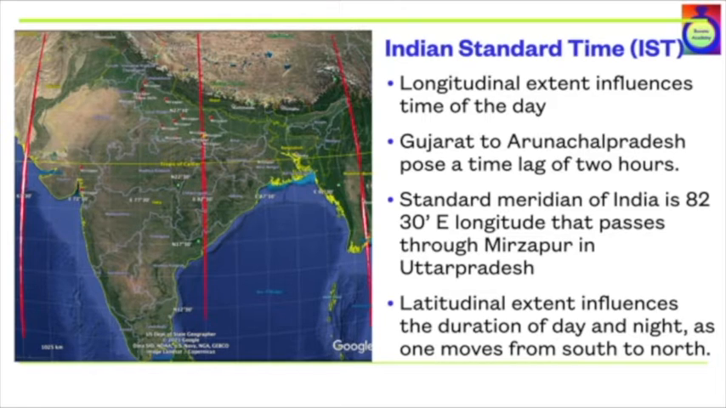For example, in Kanyakumari, the day and night duration is minimum, approximately 12 hours a day and 12 hours a night. But in Kashmir, in winter, day hours are minimum and night hours are maximum. Similarly, in summer, day hours are maximum and night hours are minimum. So this kind of variation is maximum as one moves from the equator to the poles.